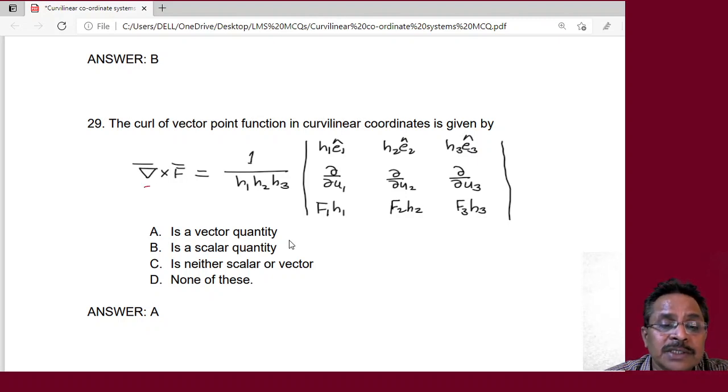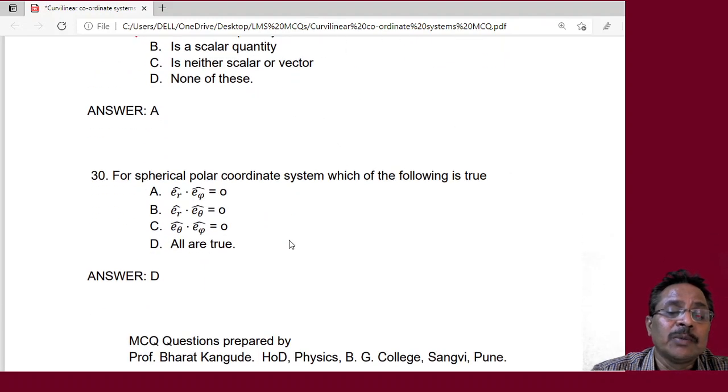And since this is a cross product of two vectors, this quantity is always going to be a vector quantity, and therefore the correct answer to question number 29 is A. It is going to be a vector. So gradient is a vector, divergence is a scalar, and curl is also going to be a vector. From the examination point of view, remember these three different definitions or expressions for gradient, divergence and curl, provided you have knowledge of the scalar triple product and of all these three types of coordinate systems, their scalar factors, their metric coefficients, etc.